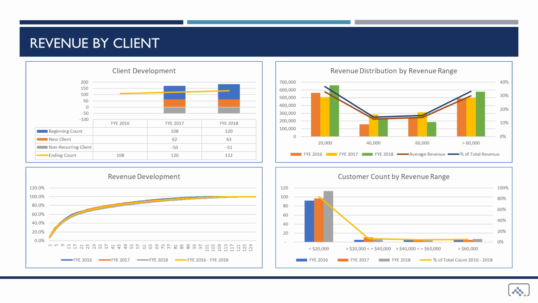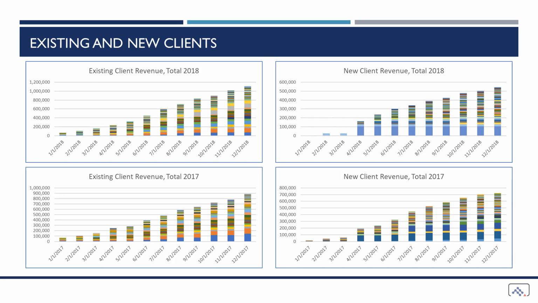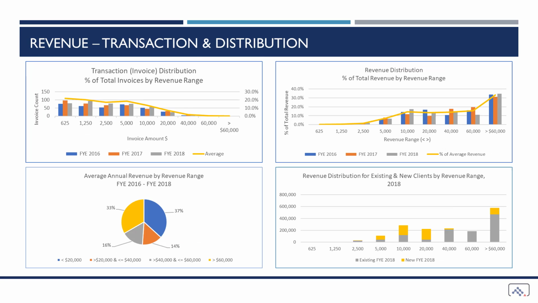Revenue can be seen as distributed in ranges as developed in each year. The customer count can be measured in the same ranges. Revenue generated by existing and new clients is reported as accumulated throughout the year. Revenue can be reported on a transaction level and as a percent of total revenue in those ranges.